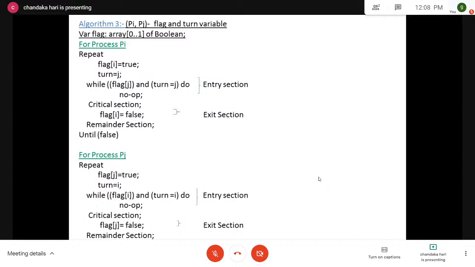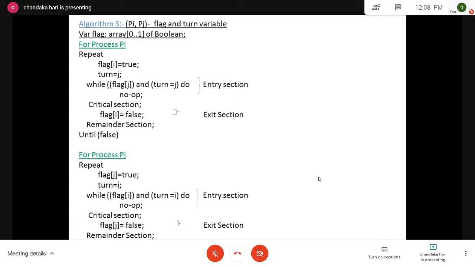Now in this algorithm 3, process PI and process PJ both are executing and both are sharing a common variable x. In order to protect this variable x, I am taking two variables, turn as well as flag. Turn is equal to I or j, and flag I is true and flag j is false, and flag j is true or flag I false.